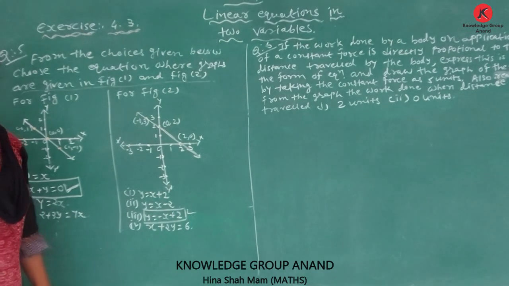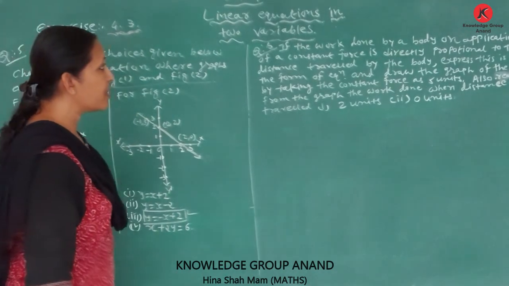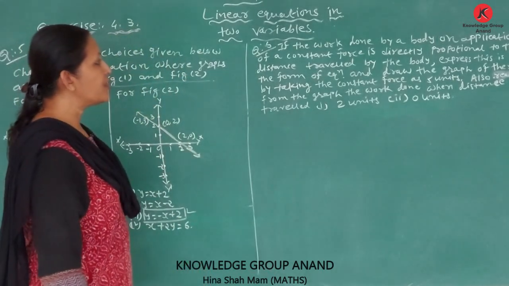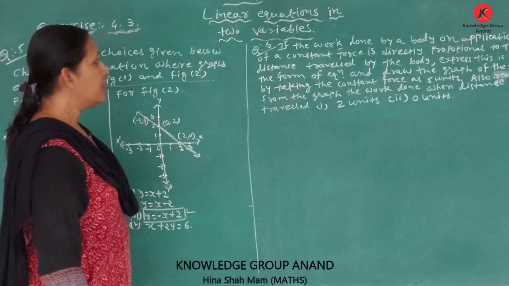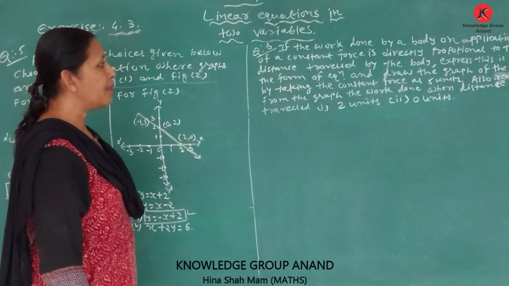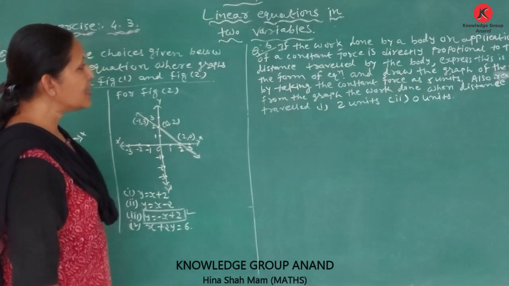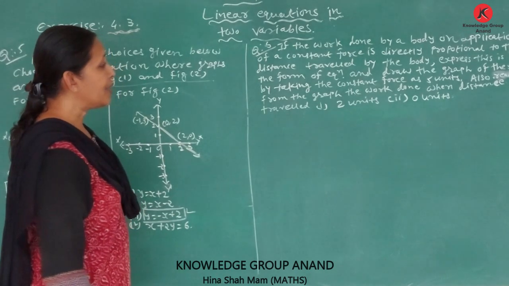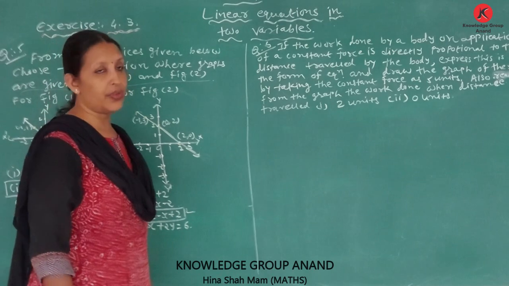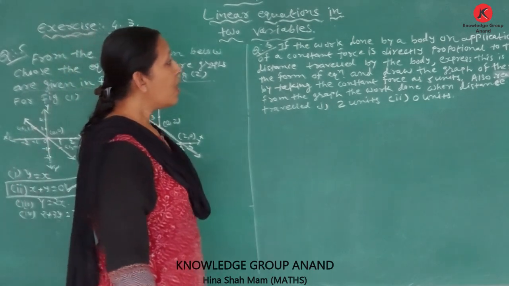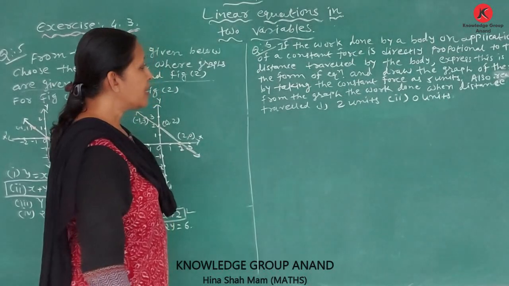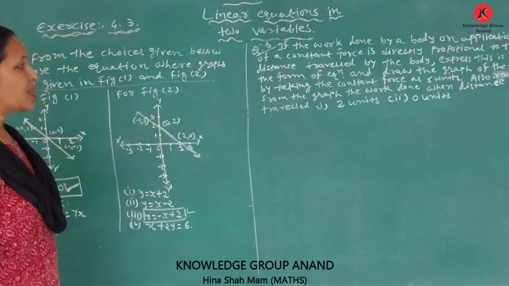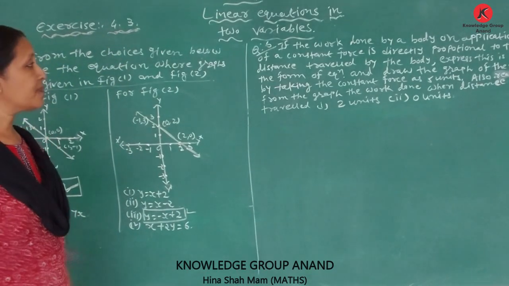What is our question number 6? Word problem. If the work done by a body on application of a constant force is directly proportional to the distance travelled by the body, express this in the form of an equation and draw the graph of the same by taking the constant force as 5 units. Also read from the graph the work done when the distance travelled is 2 units and 0 units.